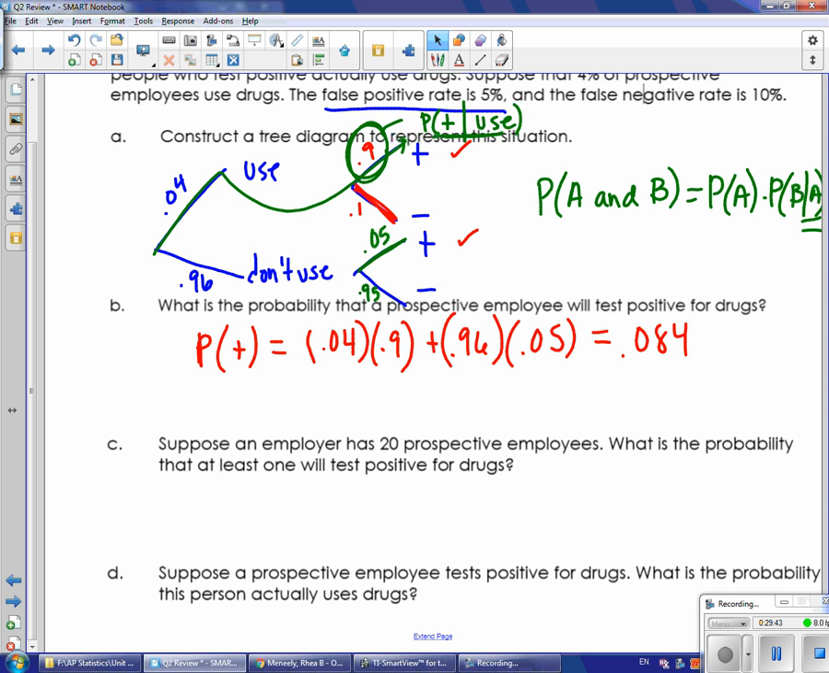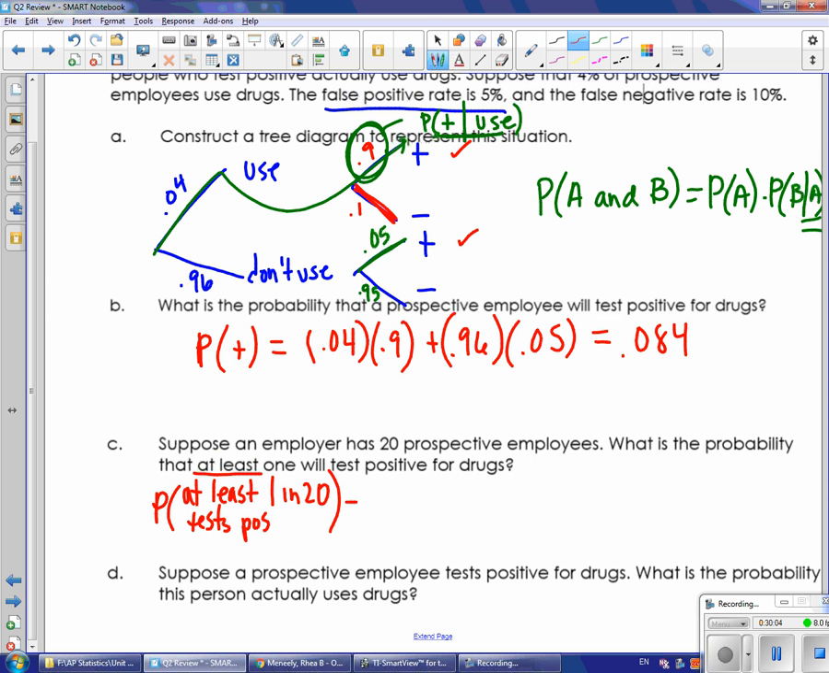In letter C, it says, suppose that an employer has 20 prospective employees. What is the probability that at least one will test positive for drugs? At least one. So the probability, I always write this out, of at least 1 in 20 test positive. Okay, so what that means is it could be 1, it could be 2 people test positive, it could be 3, or 4, or 5, or 6, or 7. All those ors I'd have to add together, and that would take a long time.